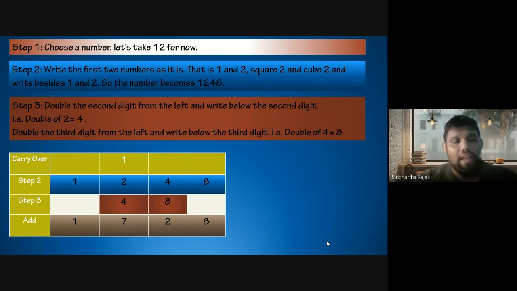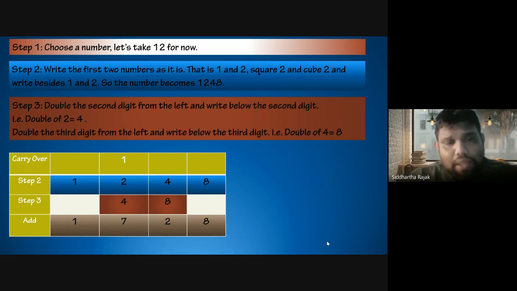You can see step number 2, which is coded in blue, right? So 1 and 8 are kept as they are, but the numbers in the middle, that is 2 and 4, are now doubled, right? 4 times 2 is 8, and 2 times 2 is 4. So that is written in step 3, just below it.